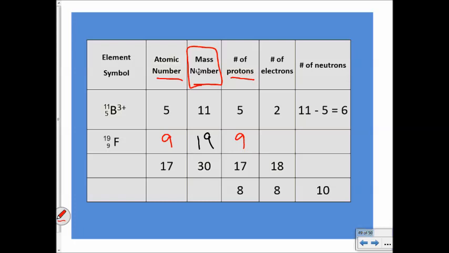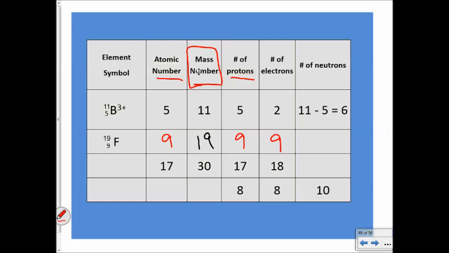Now, does that one have a charge in the upper right corner? No, it does not. So we assume we're at 0. We're neutral. It's an atom. So if I have 9 protons, that means I have to have how many electrons? We must have 9, because for every positive, we must have 1 negative to cancel it out. So the electrons must be 9 as well, because there's no charge on there.